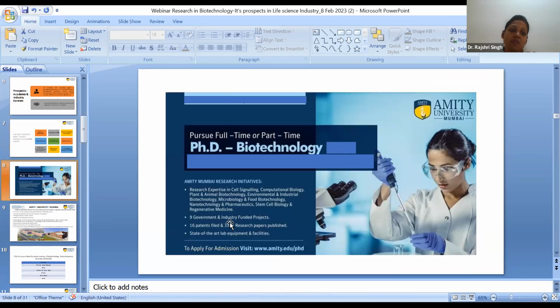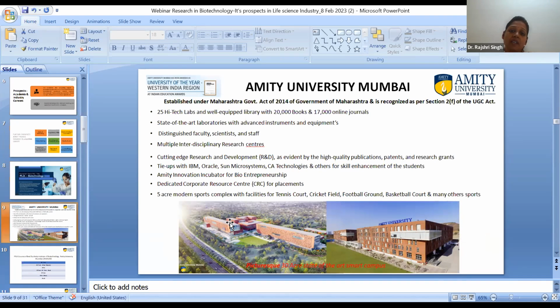So here in this talk, in just a few slides, we'll be telling you about the PhD biotechnology course which is being offered at MIT University, Mumbai. MIT University, Mumbai is established under the Maharashtra Government Act of 2014 and is recognized by the UGC Act. Here at MIT University, Mumbai, we have high-tech labs and a well-equipped library.